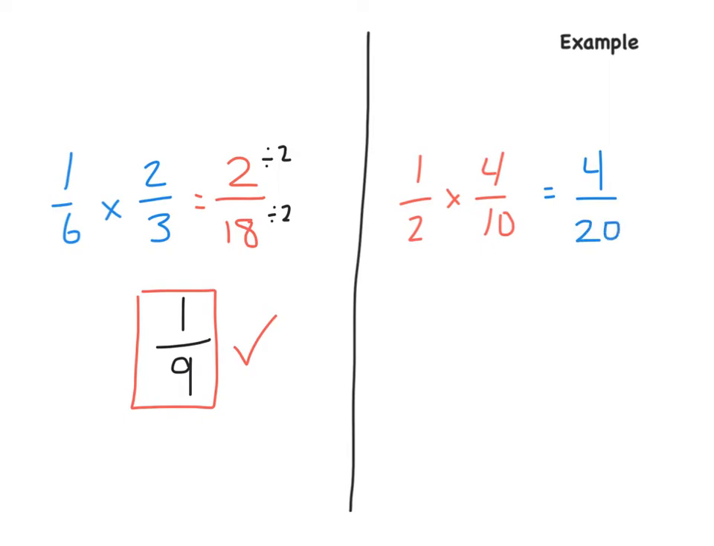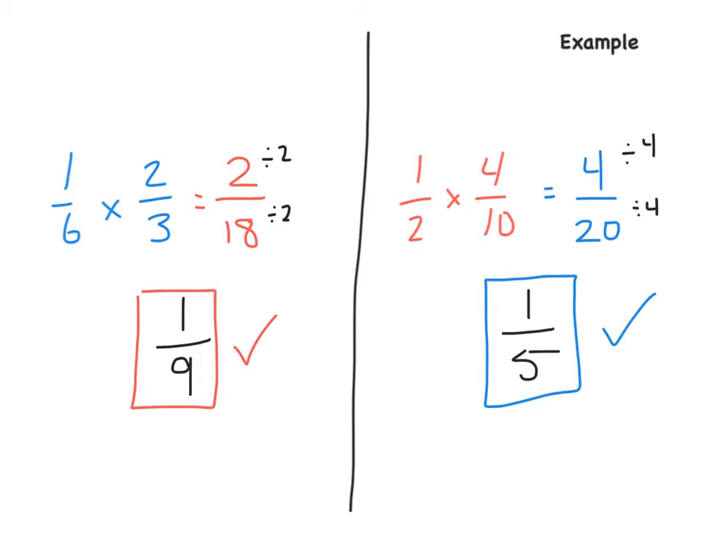So now we have 4/20ths, but this could definitely be simplified. We can actually divide both by 4. So 4 divided by 4 in the numerator, and then we also divide the denominator by 4. So 4 divided by 4 in the numerator is 1. 20 divided by 4 in the denominator is 5. So we have a final answer of 1/5. So 1/2 times 4/10 is equal to 1/5.